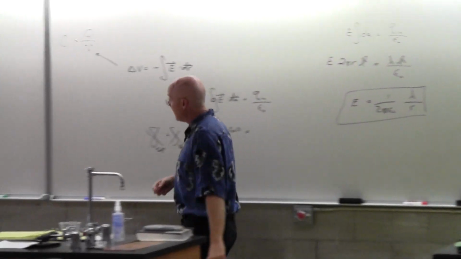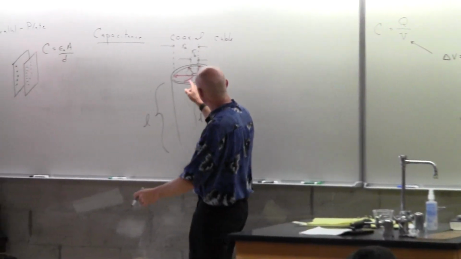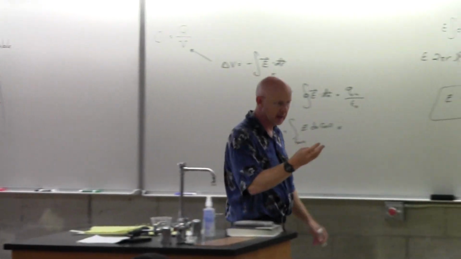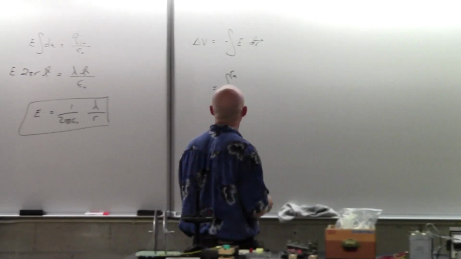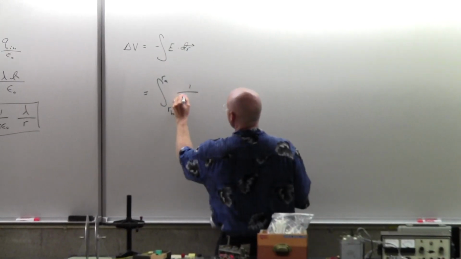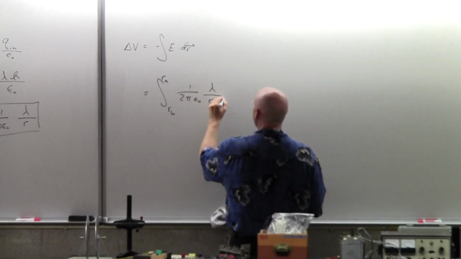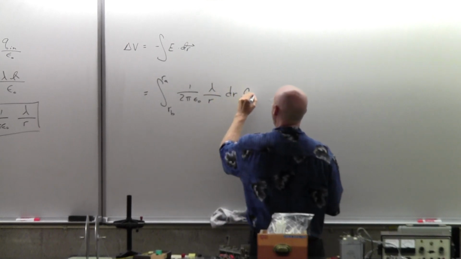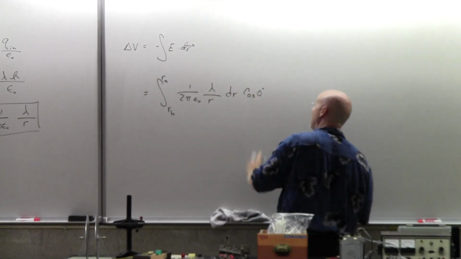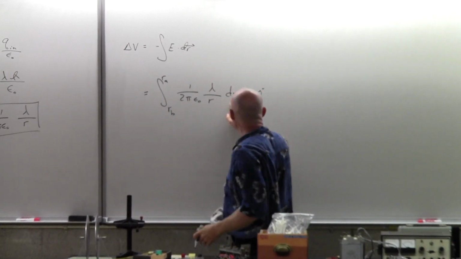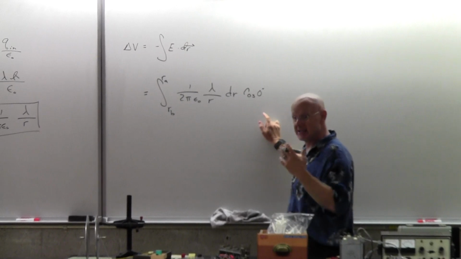And so now that I know the equation for the electric field, it starts here on the surface of the conductor, moves radially outward until I get to the inner surface of the outer conductor. So this is 1 over 2 pi epsilon naught lambda over R. And I'll be moving straight radially outward. That's nice, because then I can just call my direction dr, and the angle then is 0 degrees.